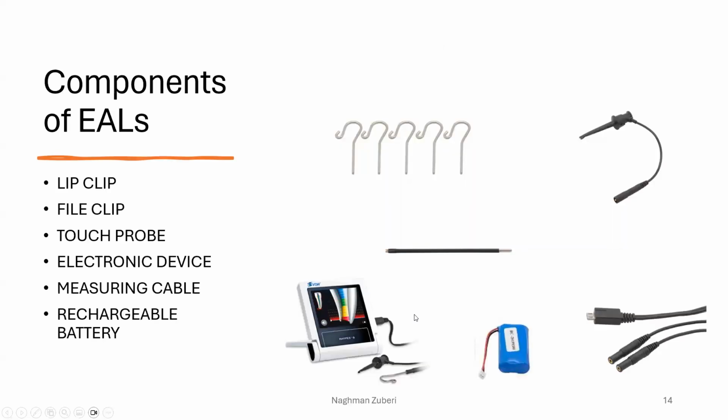If we look at the components of these electronic apex locators: lip clip, then the file clip, this is known as touch probe, then the measuring cable, then this electronic device, and the rechargeable battery.